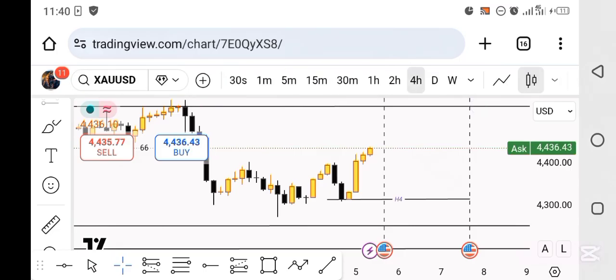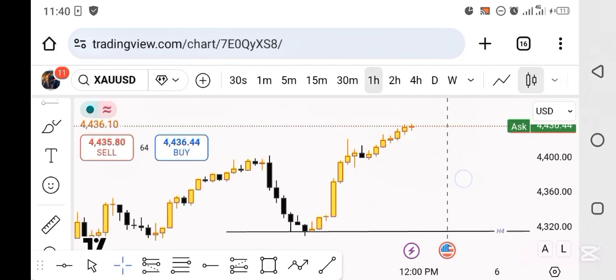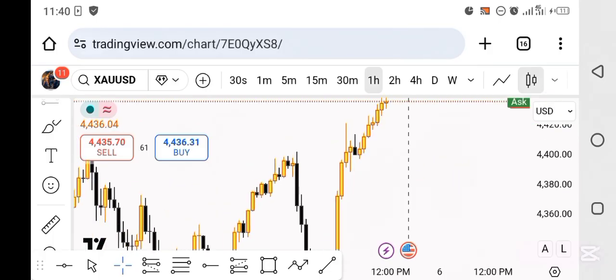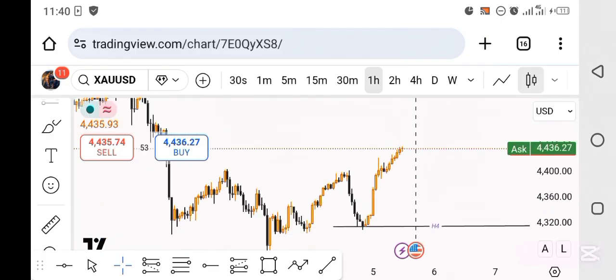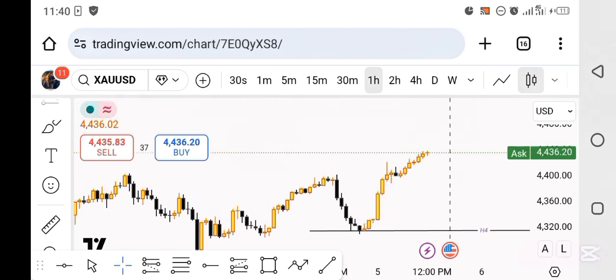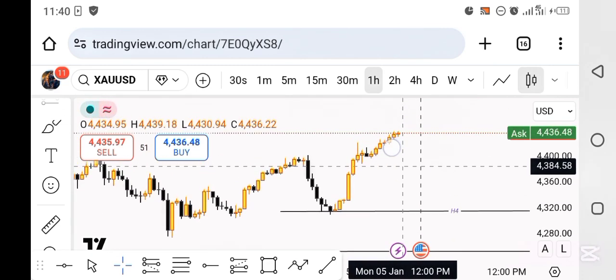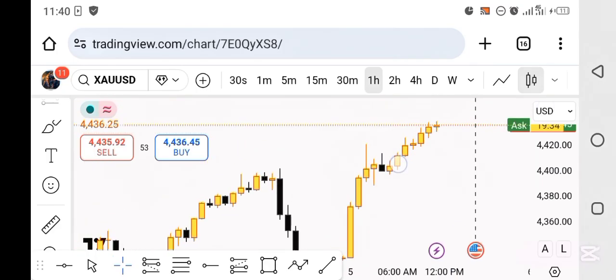Let's move to the 1 hour, which is the last area I pay attention to. So if you look at the 1 hour, you see that we have a zone here. We have a zone here. You can see we have a zone here. Let me make it big. You can see the zone.